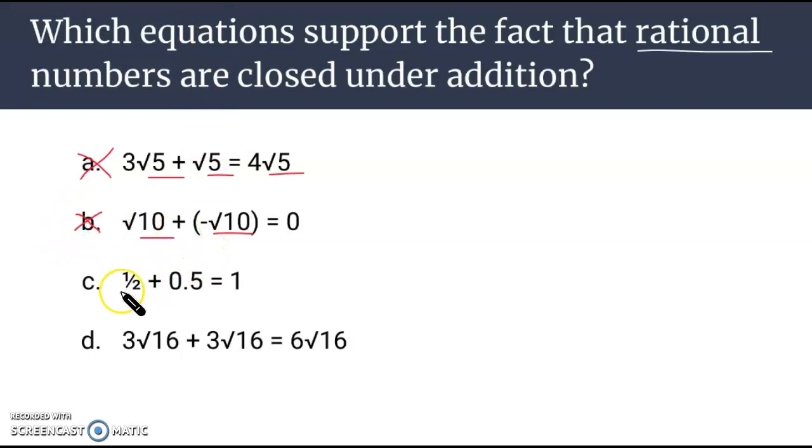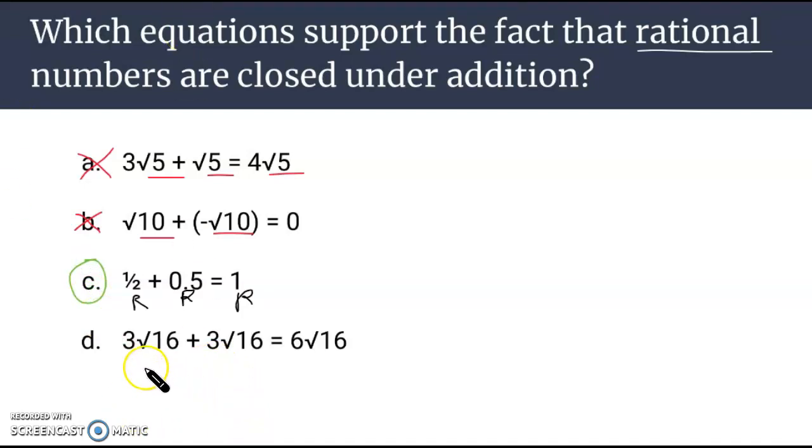Now let's move on to C. We got a rational number, we got a rational number, and this is also rational. We can write 1 as 1 over 1. So this works. C is a true statement. C does support the fact that rational numbers are closed under addition.